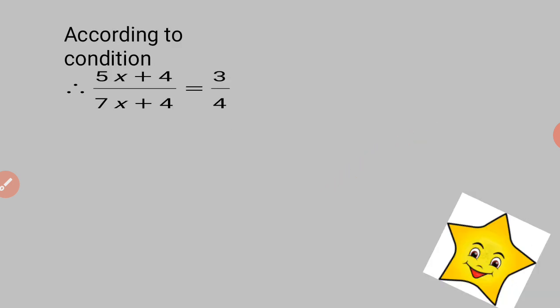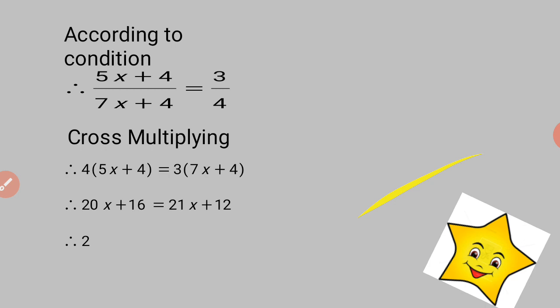So according to the given condition, the ratio of the ages is 3:4. So we write it in numerator denominator, that is fractional form. So we get the equation as 5x plus 4 upon 7x plus 4 equal to 3 by 4. Cross multiply the things and proceed further. This is how you get the value of x to be equal to 4. Here both the sides had negative signs, so they get cancelled out and you get x equal to 4.